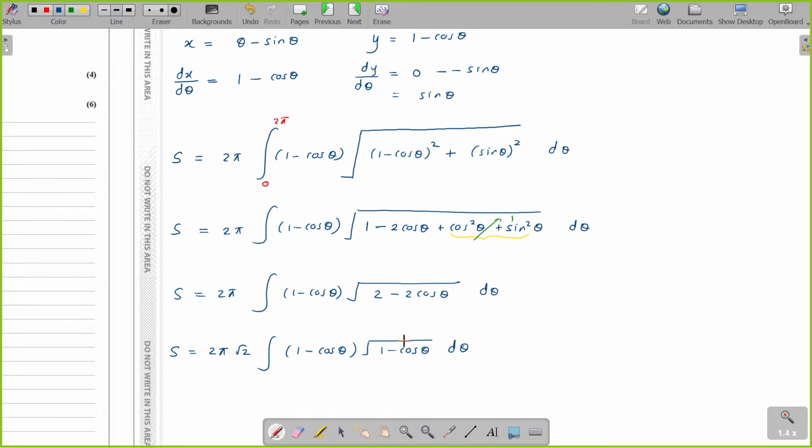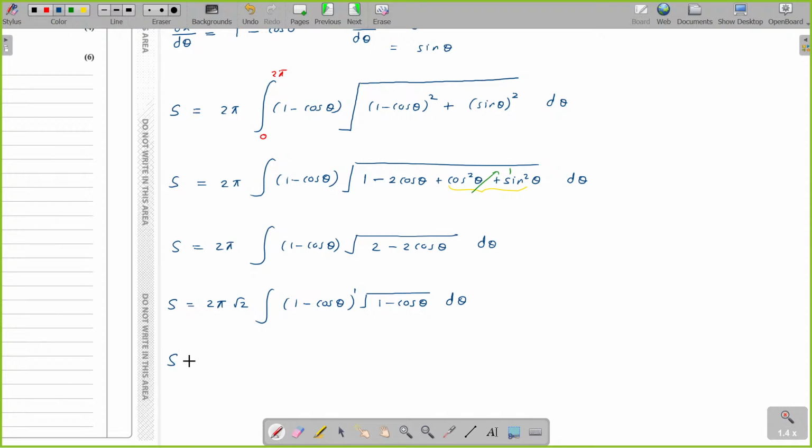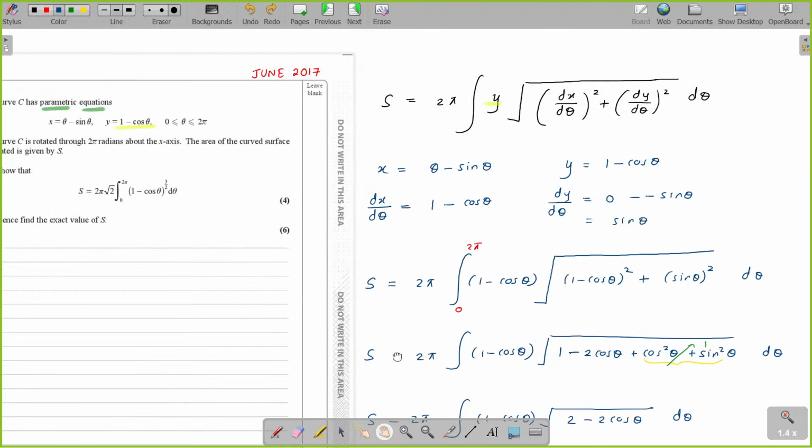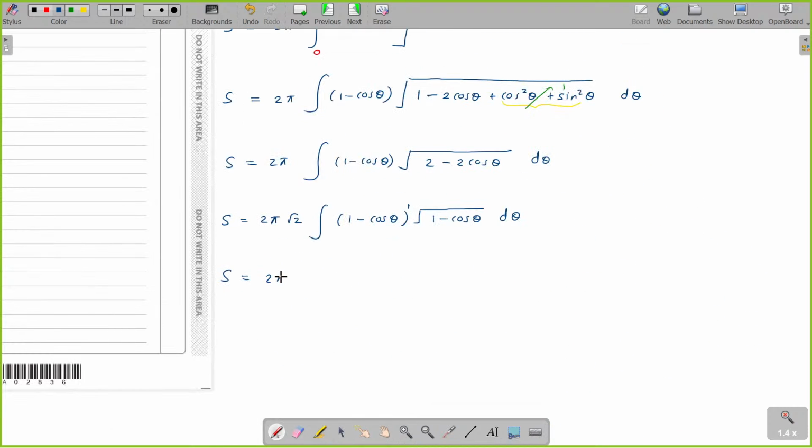Okay, and now the last step to show that. Same base, right? Root of 1 minus cos theta is 1 minus cos theta to the power half, and here it's 1 minus cos theta to the power 1. When you are multiplying the same base, powers are added. So I get 2 pi root 2, and you can directly write 1 minus cos theta to the power 3 over 2. Can you see how I get 3 over 2? Because root means a power half. Power half and power 1, when you add, it's 3 over 2. And the limits are 0 to 2 pi.